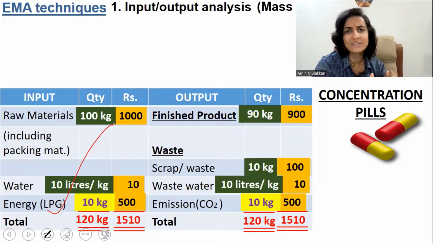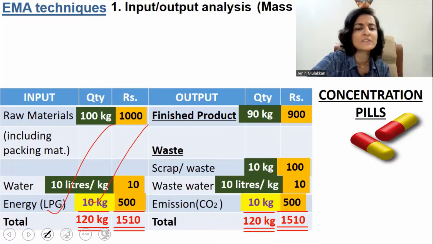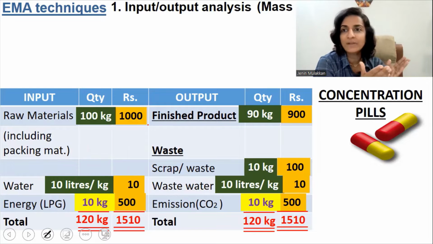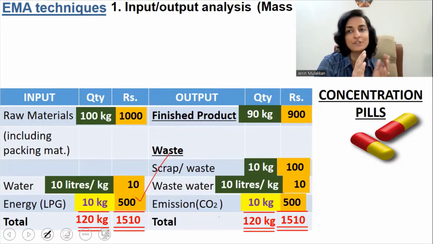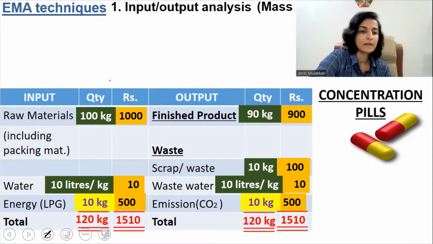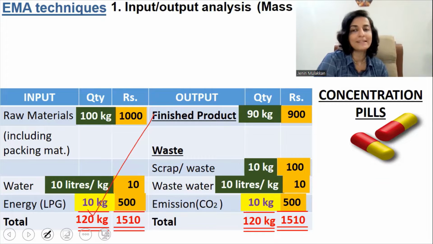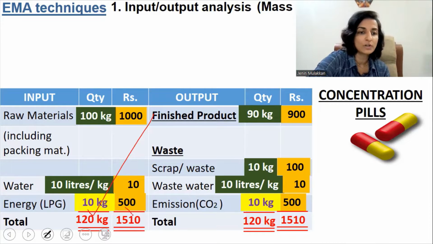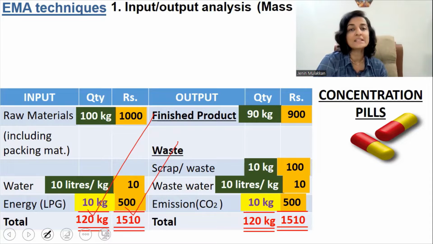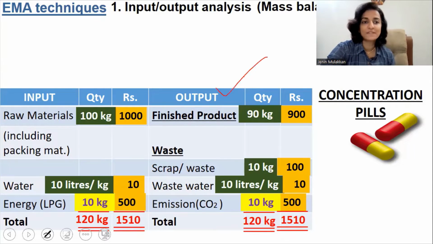LPG, along with the oxygen that is taken from the atmosphere for burning the LPG, is approximately 10 kg, because LPG, as you all know, needs oxygen to burn. And the proportionate cost of an LPG cylinder is taken as 500 rupees. Now, the total of the input quantity is 120 kg and the total of the rupees amount is 1510 rupees. Now coming to the output side.